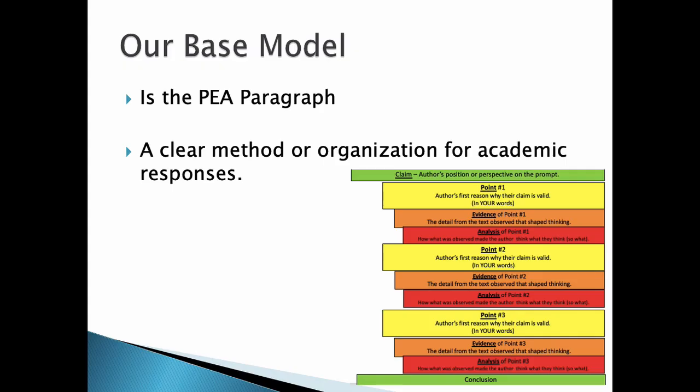So first off, a little bit of review. This is our base model that we've been talking about throughout the year. This is the PEA paragraph. You can see a claim, you can see 3 chunks of 3 PEAs, and then you can see a conclusion at the end. We like this because it's a very clear method of organization for academic responses. Again, this isn't for creative writing or poetry or journal writing or something informal. This is going to work well when you're asked to write academic responses, either in short answer form or some sort of longer essay perhaps, or even some sort of multi-page response.